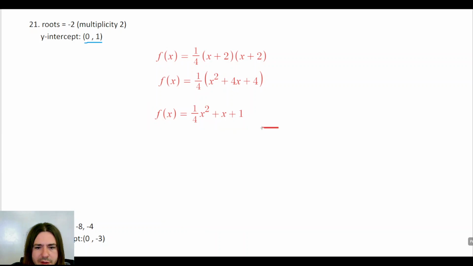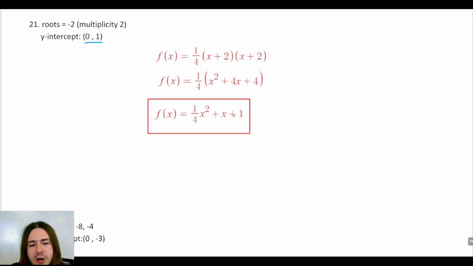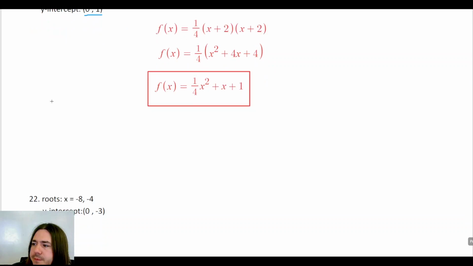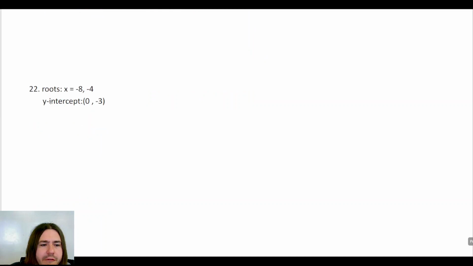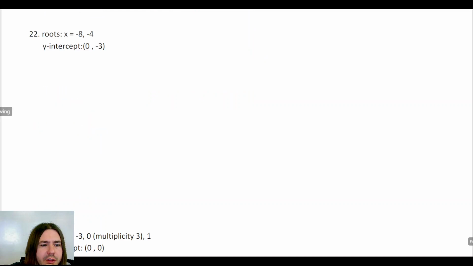Let's try to make this fit a little nicer here. And it also has the correct y-intercept. So usually you want to go through and come up with the factors first based on the roots, multiply those out, and then adjust as you need to for the y-intercept. So we'll do the same thing for number 22, although we don't have any multiplicity here.